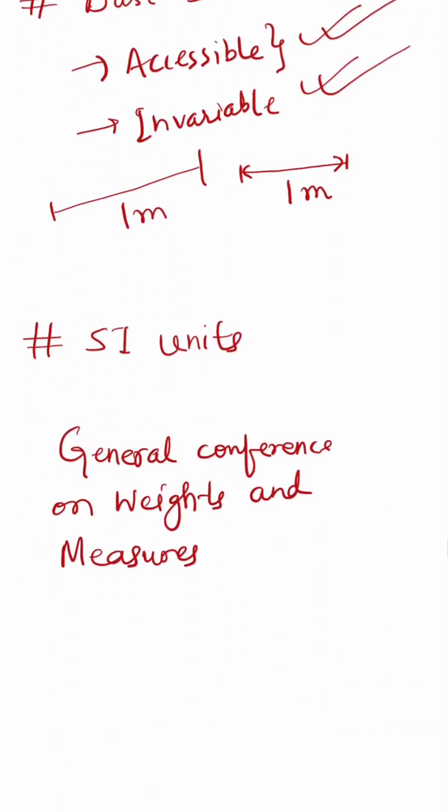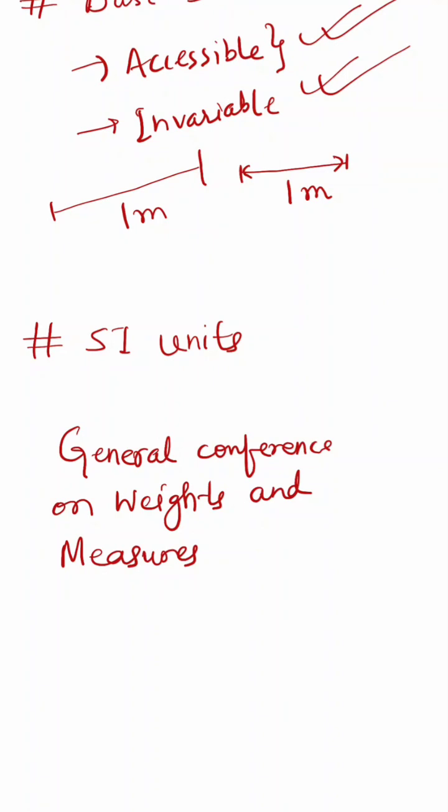Now, there is a general body of international scientists who are working in the area of metrology. Metrology is a science where we make measurements. Those scientists meet at regular intervals of time, and that meeting is called the General Conference on Weights and Measures. They have accepted that there are 7 base quantities and their standards, and these are called SI units. So what are those base quantities?